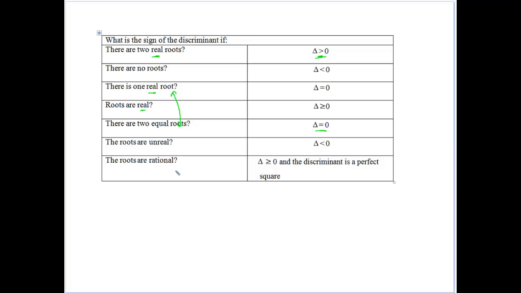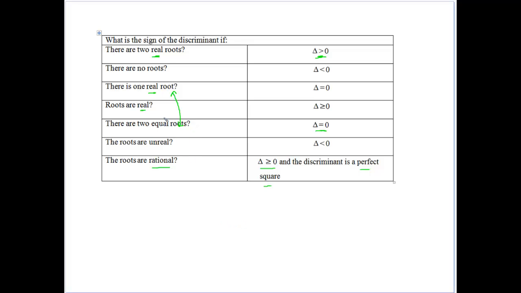And the roots are rational. Now, to get rational roots, we will have our discriminant greater than or equal to 0, because we'll get roots, and then our discriminant is a perfect square. Remember, a rational number is one we can write as a fraction. So anything that's a square root of anything other than a perfect square does not give us a rational number. We can't express it as a fraction. So the discriminant is a perfect square there. So it's either 0, 1, 4, 9, 16, and so on. It has to be that. If it's not one of those, then we don't get rational solutions to our quadratic equation.